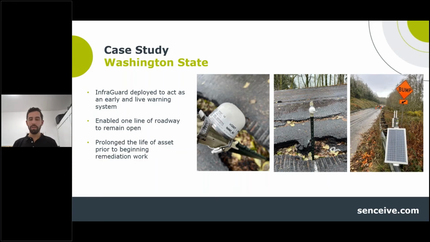Whenever there was a heavy rain event, they saw movement. We were picking up inches of displacement along that slope and along these cracks. What they did do is they kept one lane open on the high side of that roadway, and having this technology in place gave them the confidence to really prolong the life of that section of highway before having to come in and provide any remediation work, while allowing traffic to run through that area confidently.